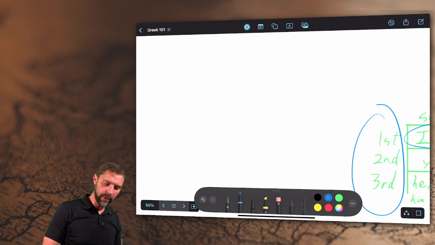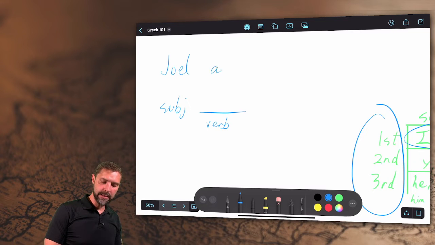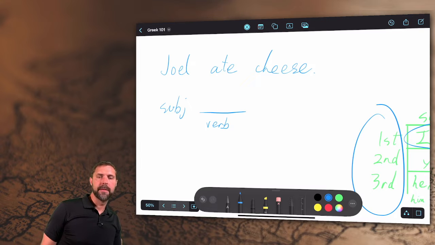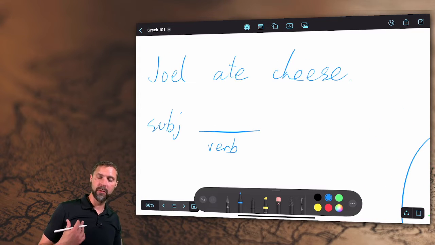What we're talking about with all of these, we're talking about the verb and its relationship to the subject. Okay, and so we'll say like Joel ate cheese. Okay, if that's my meaning, Joel ate cheese. There are 3 different ways that this could be configured. It could be configured as me saying, I ate cheese. What's happening there?